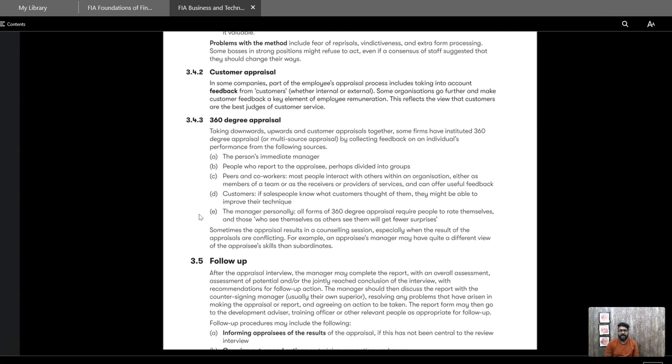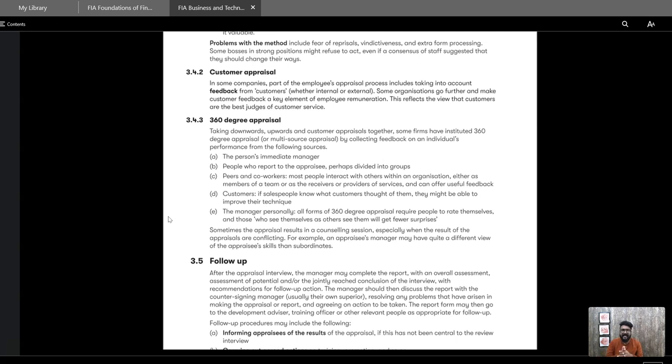360-degree appraisal, taking downward, upward and customer appraisal all together. Some firms have instituted 360-degree appraisal by collecting feedback on an individual's performance from the following sources: the person's immediate manager, people who report to the appraisee, perhaps divided into groups, peers and co-workers. Most people interact with others within an organization, either as members of a team or as the receivers or providers of services, and can offer useful feedback. Customers and the managers personally.